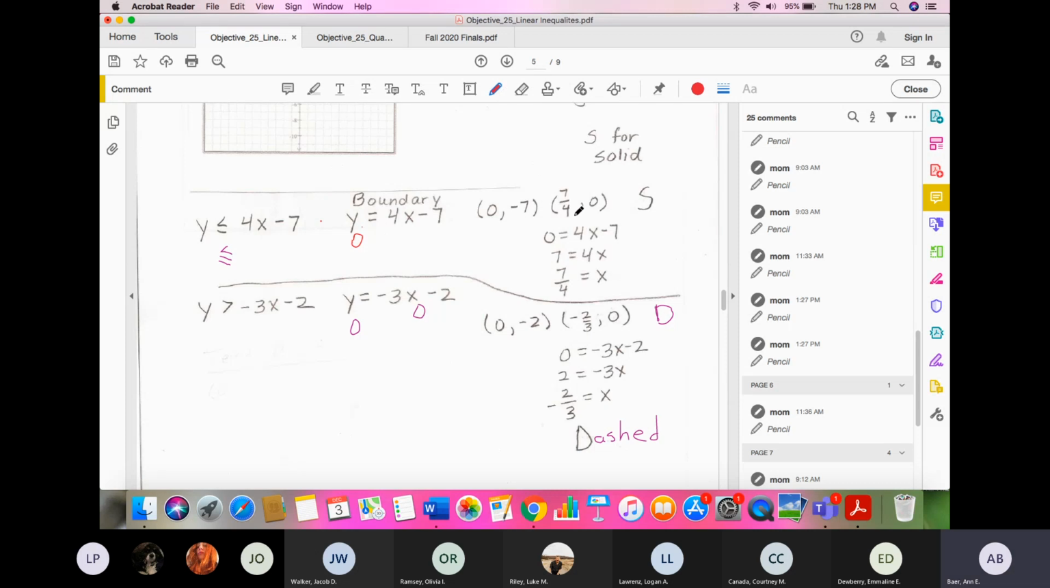Are we going to graph our boundary as solid or dashed here? This has the equal indicator. That's what controls whether it's solid or dashed. So it's going to be solid. If your inequality symbol has that equal indicator, your boundary is going to be solid. So I put S for solid.